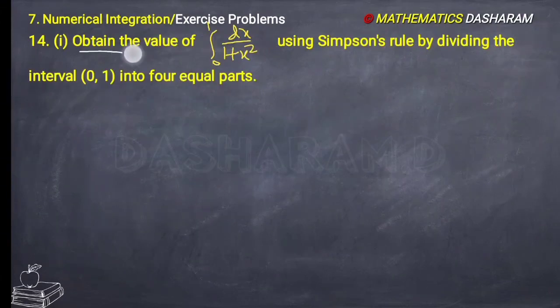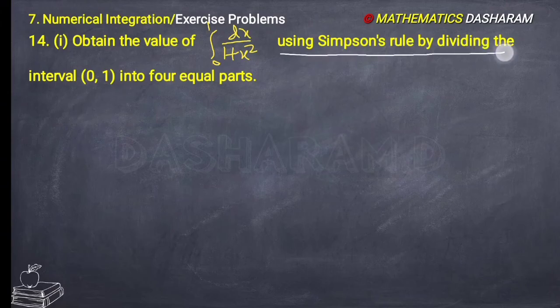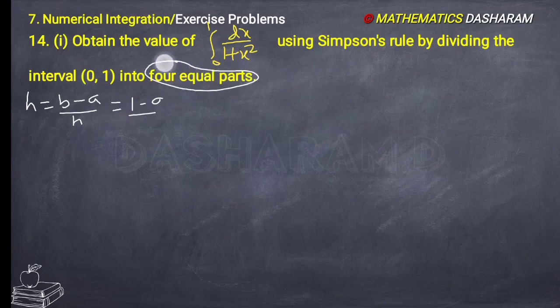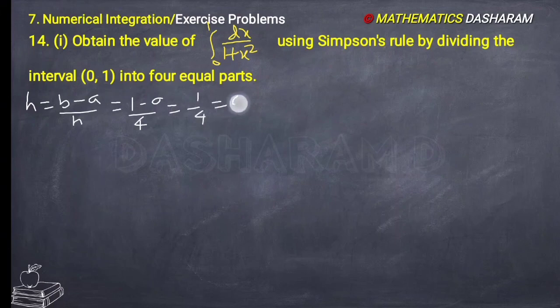14th bit first problem, obtain the value of integration 0 to 1 dx by 1 plus x square using Simpson rule by dividing the interval 0, 1 into 4 equal parts. Let's find out the h value, that is b minus a divided by n. So b means the upper limit 1 and lower limit 0 by n, here 4 equal parts, then n value is 4. 1 minus 0 is 1 by 4, it is equals to 0.25.